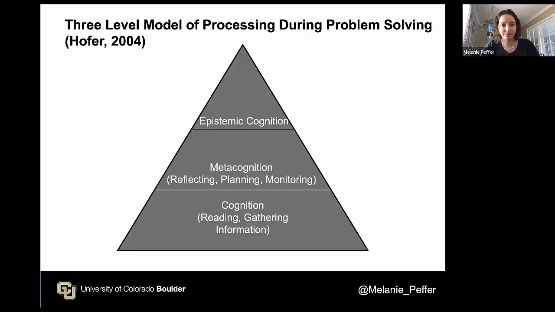So what's going on in the brain during problem solving? It's hypothesized that there are 3 levels of cognition in play during problem solving.